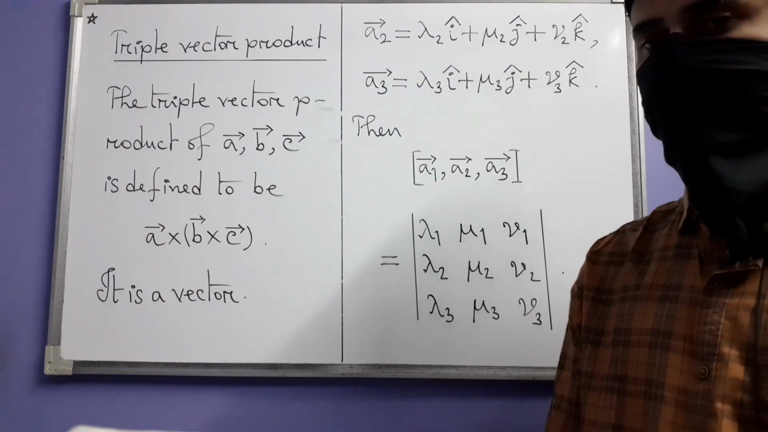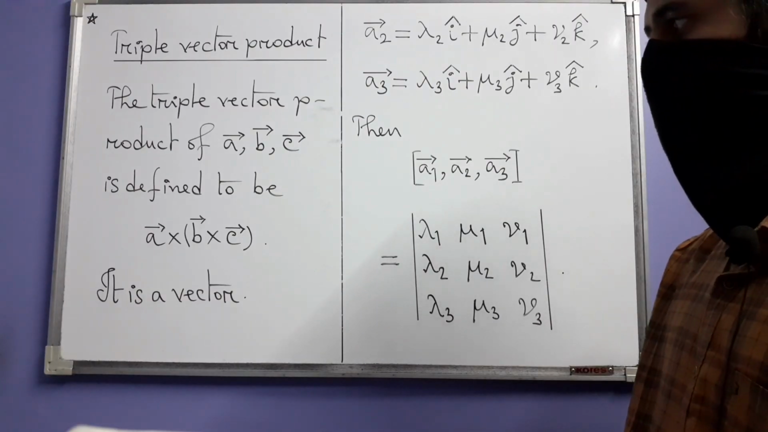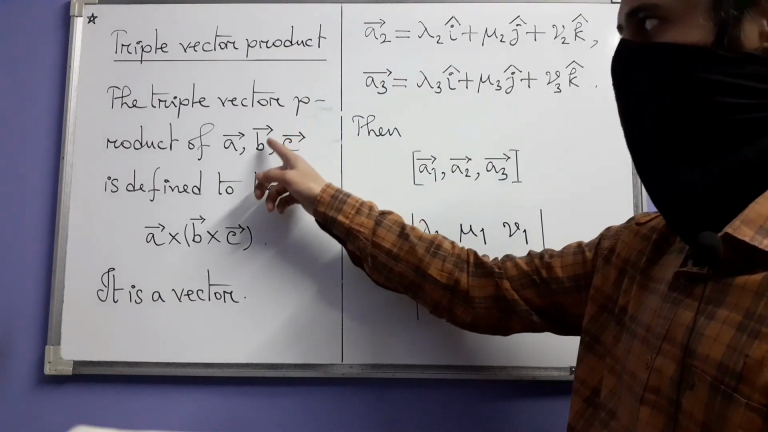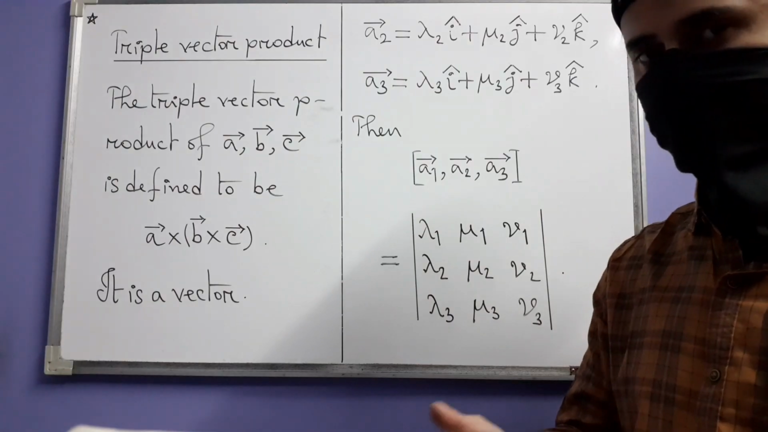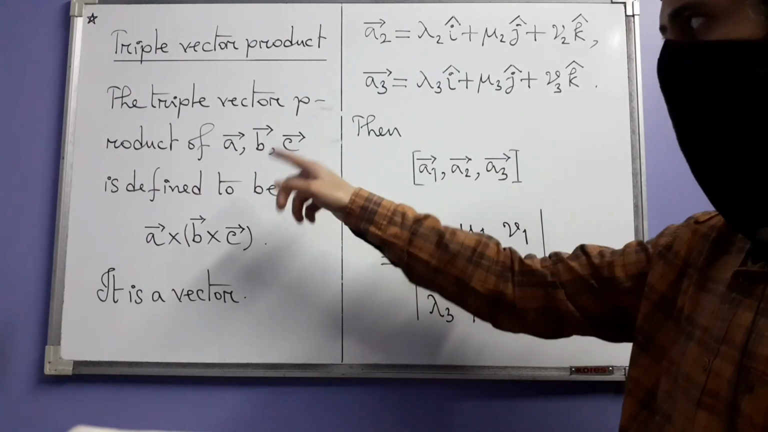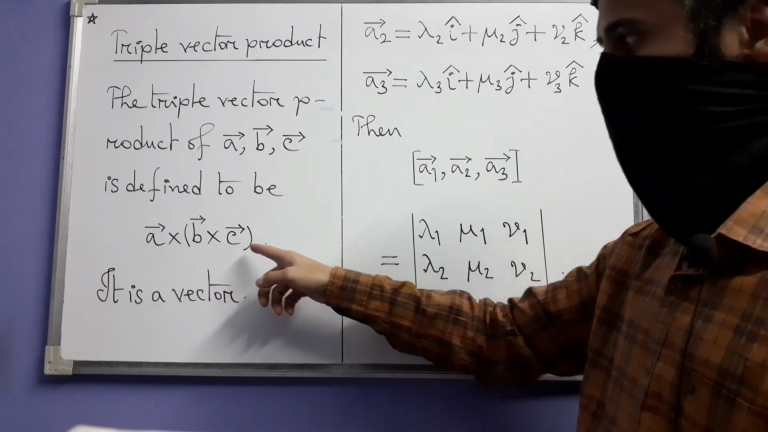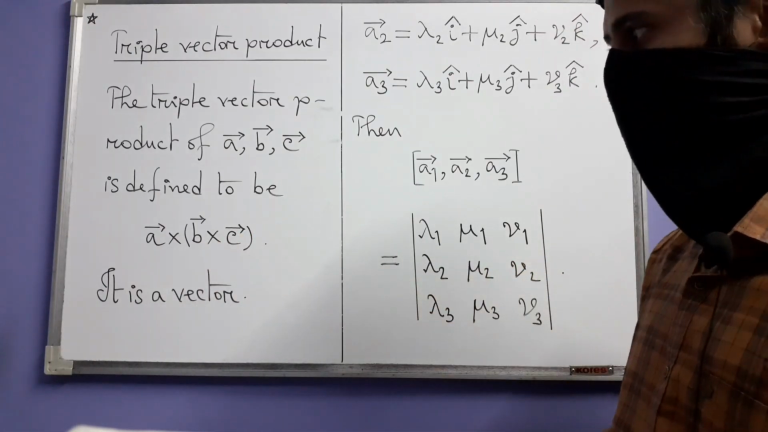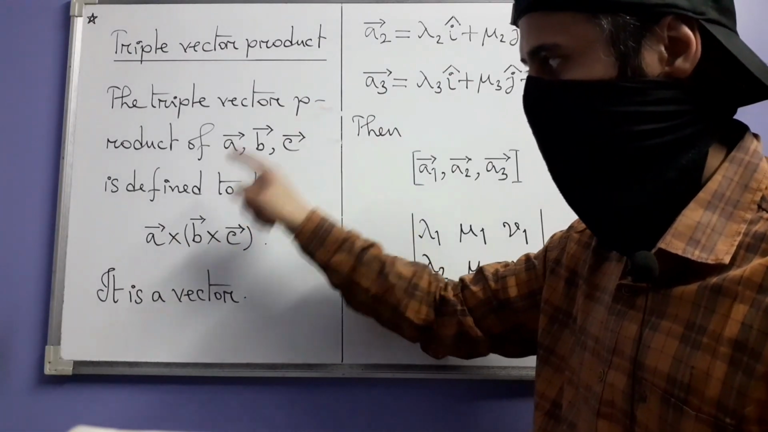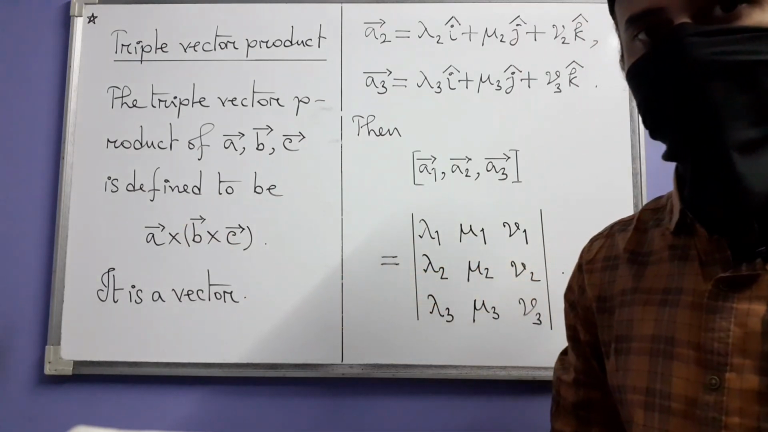And next we have the triple vector product, and this is the definition. The triple vector product of three vectors given in a particular order a, b and c is defined to be this. So you can see that it's just like the triple scalar product. The only difference is that there we had a dot here, here we have a cross.